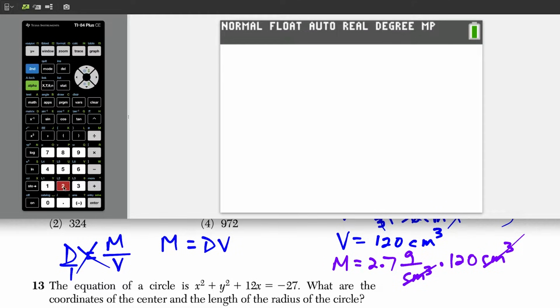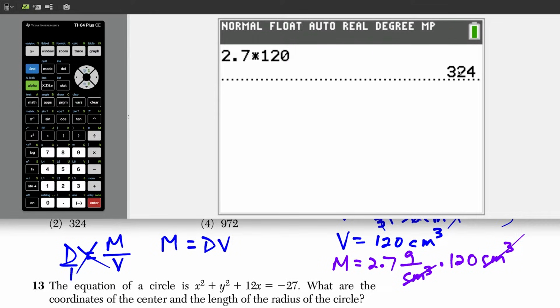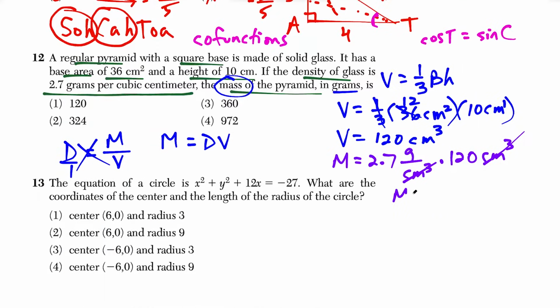So now let's just work this out. We have 2.7 and we're multiplying this by 120. And this is going to give us our mass in grams here. We have 324 grams. So the mass of the pyramid is 324 grams, and this is going to match up with choice 2.